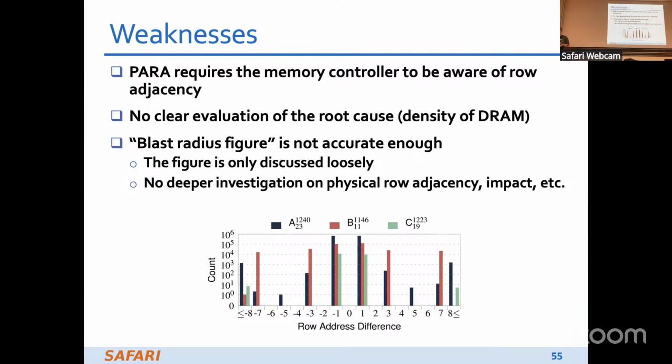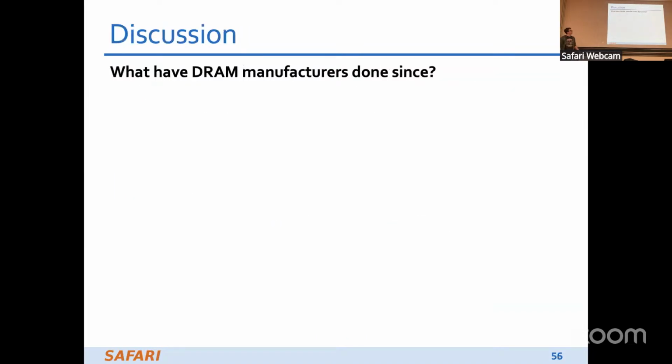Okay, so for my discussion, the first discussion question I have for you guys is, what have DRAM manufacturers done since? So this paper was released in 2014, right? That is over 10 years ago, 11 years exactly. So a lot of time has happened.